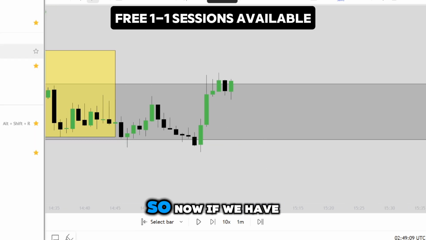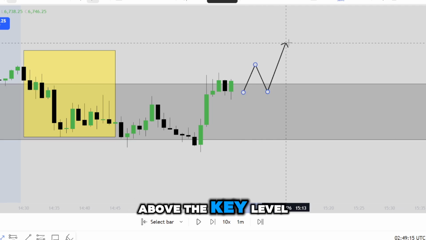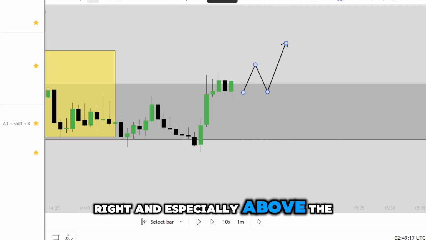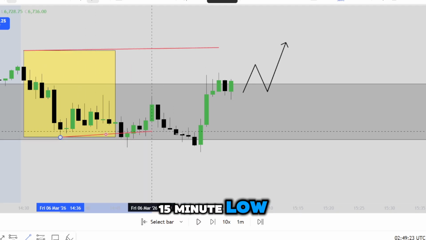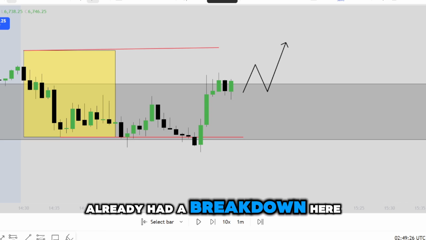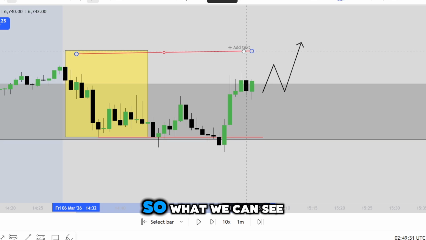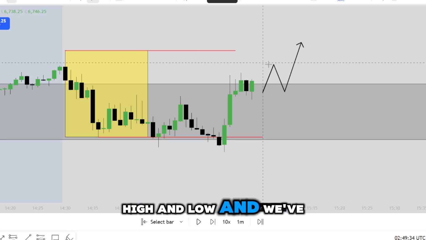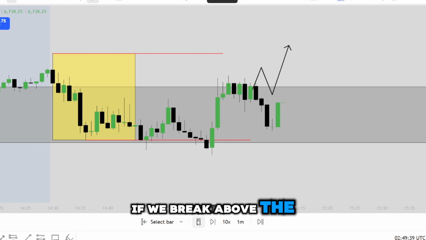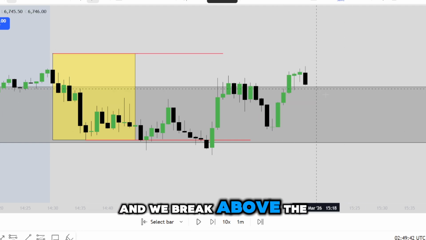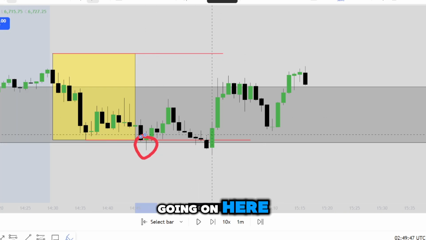So now, if we have a key level, assuming you have the right key level, if we see a break above the key level, and especially above the 15-minute high, we have the 15-minute high and we have the 15-minute low. The question is, we've already had a break down here. This is where trading intuition as well as choosing the right level comes from. We've tapped into a key level. The question now becomes, if we break above the 15-minute high, like we have over here, and we break above the level, we want to see who is in control. More specifically, what was going on here.